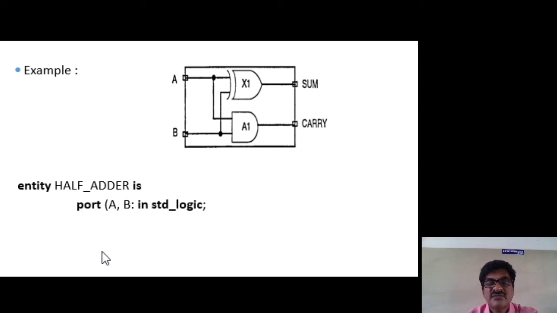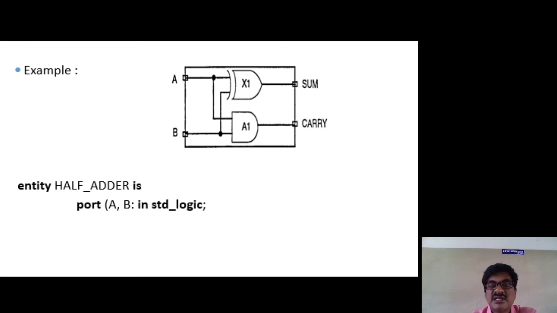The port includes different signal names, their modes and data type, right? So here I have two input ports, one is A and another one is B. Both I am declaring in a single line. So A comma B colon, the mode is in, because these two are inputs to the system. Then std_logic. Standard logic is a predefined data type in the language. It represents what type of data the inputs A and B can accept.